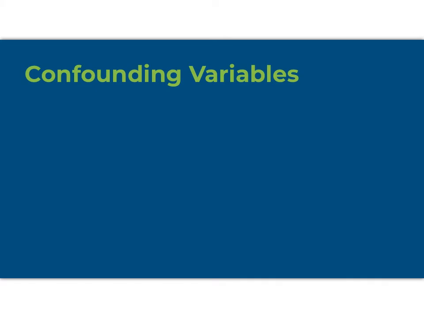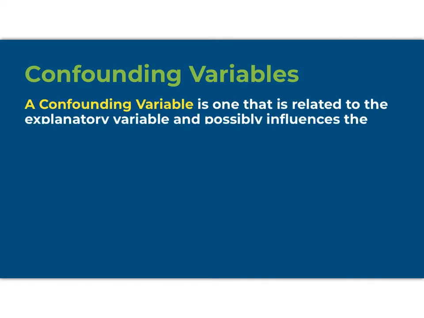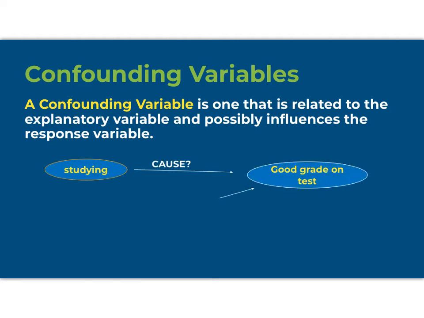The next topic is confounding variables. A confounding variable is one that's related to both the explanatory variable and possibly influences the response variable. That both part is going to be crucial. So here's a little diagram example.